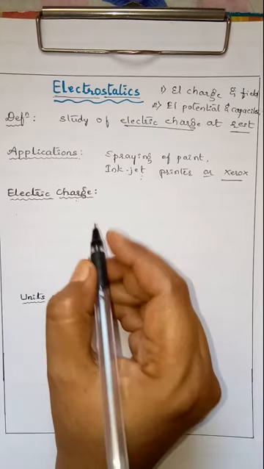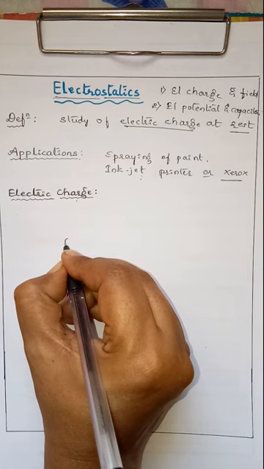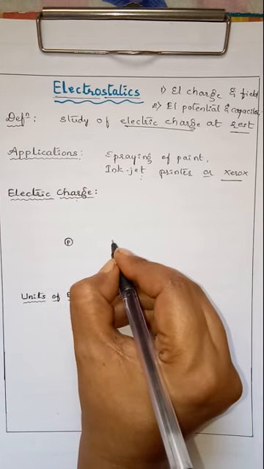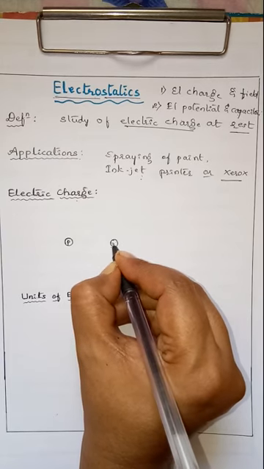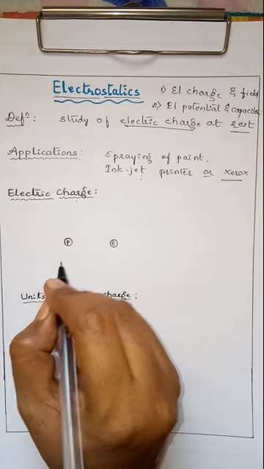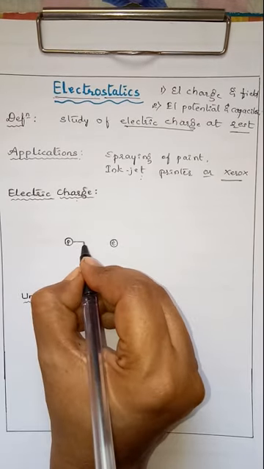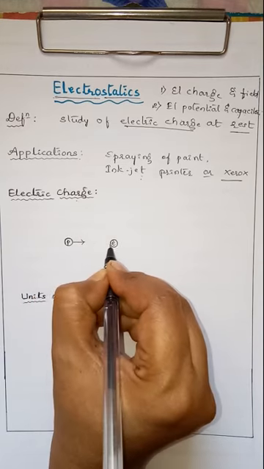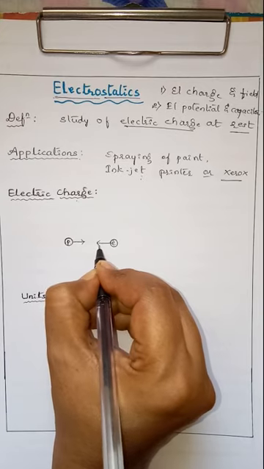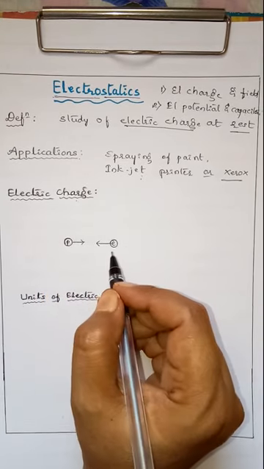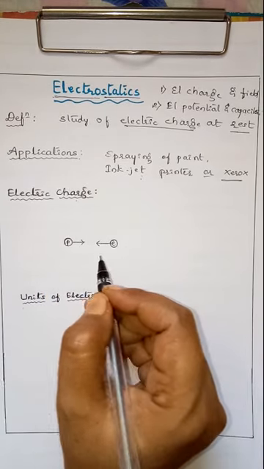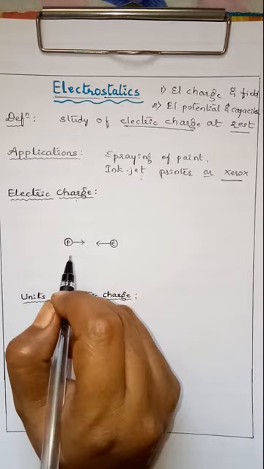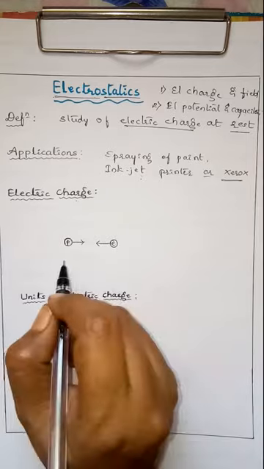For example, suppose you have a proton and an electron. Then we observe that this is attracted by this particle, and this is attracted by this particle. Now you may think that it may even be due to the gravitational force, because both have a considerable mass. Now I'll give another example.